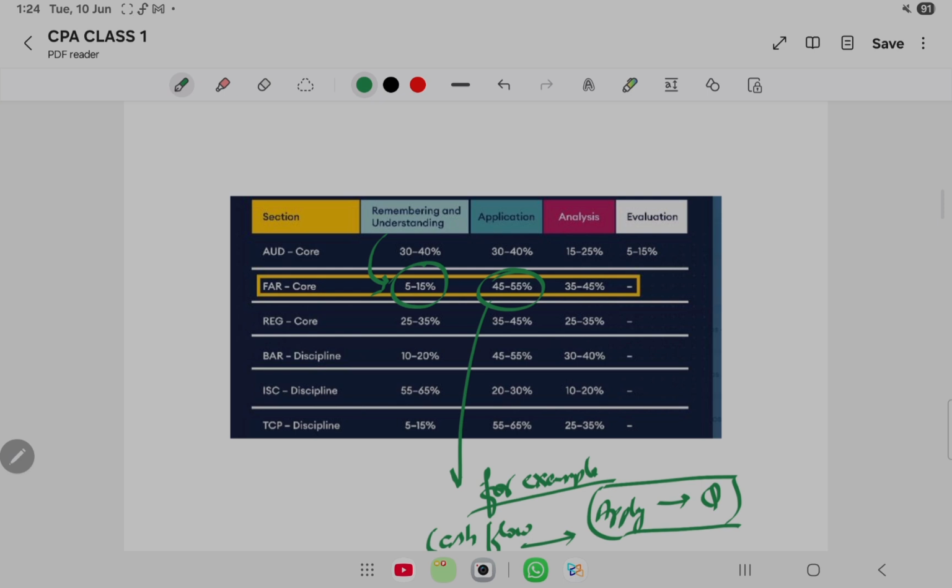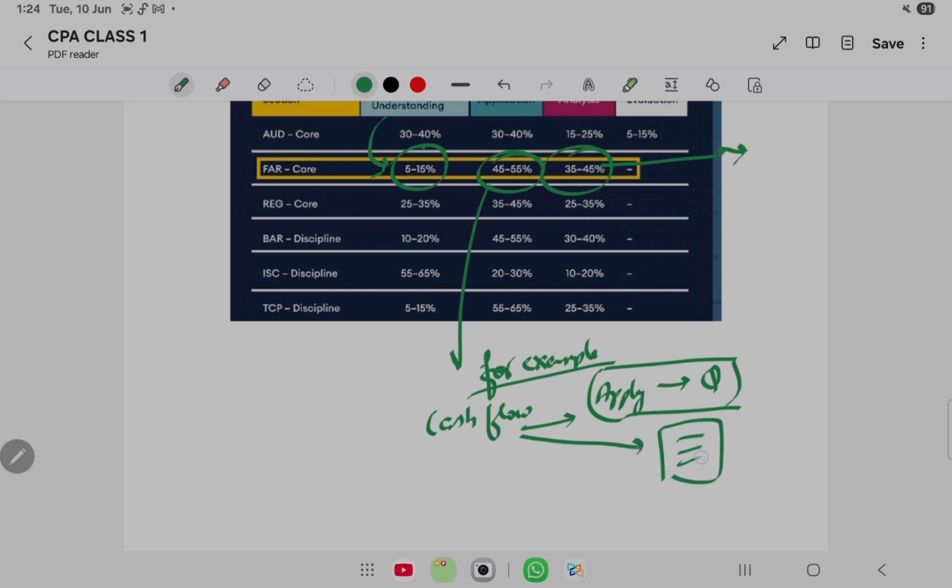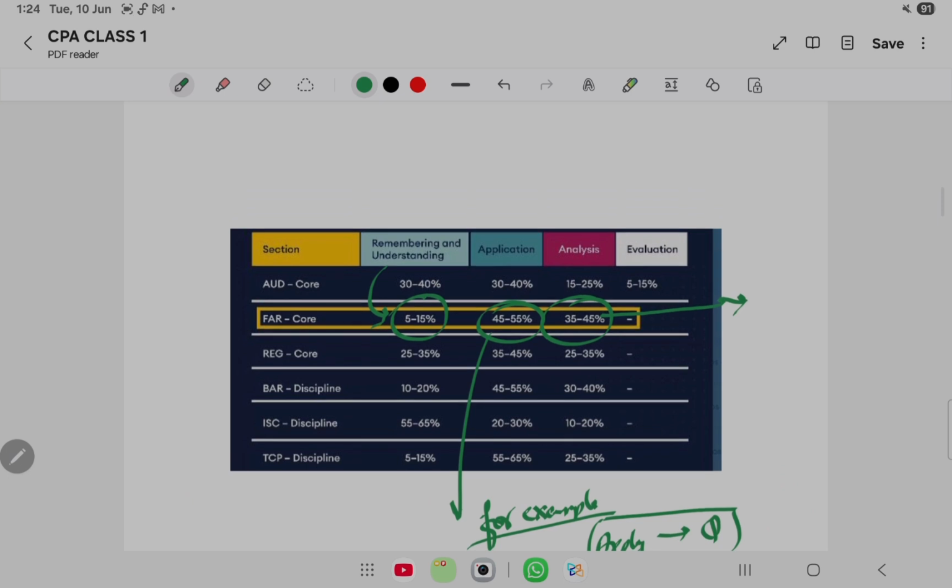Now the analysis part is about 35 to 45%. What does it mean? It means that you can analyze a situation, identify errors or correct entries or classifications. Basically, now you have made the cash flow statement, and now you need to analyze the same, whether it is correct or not, whether you can correct it if it is wrong. This is the part of the analysis.